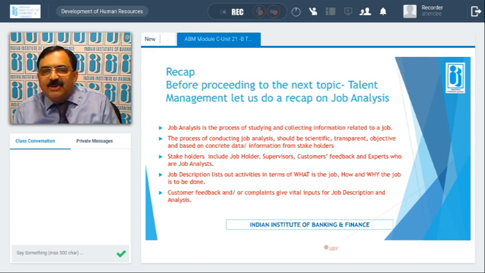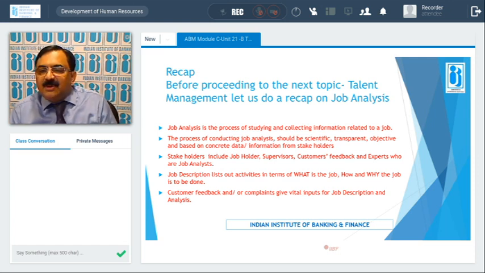The process of conducting job analysis should be scientific, transparent, objective, and based on concrete data or information from stakeholders. We've also seen that the stakeholders included the job holder, the supervisors, customers' feedback, and experts who are job analysts. So we take data or information from all the stakeholders and then we try to evolve that into a kind of module on job analysis.